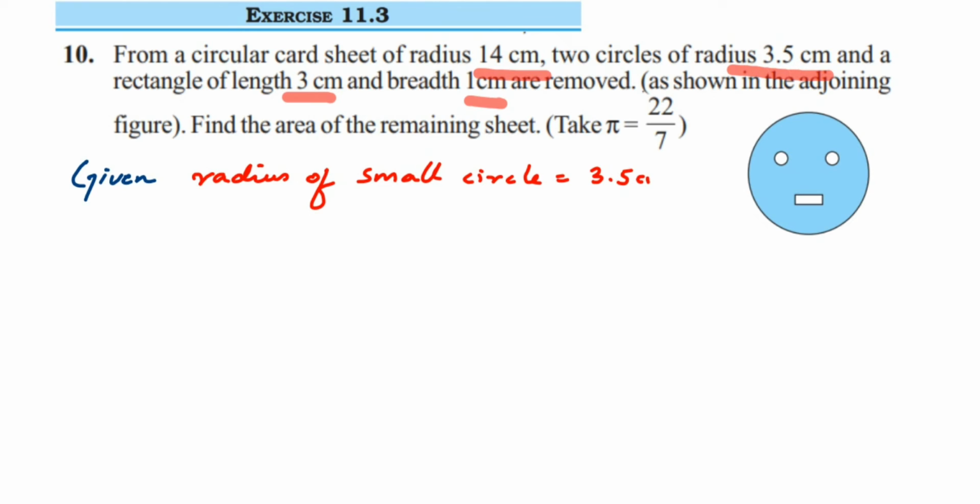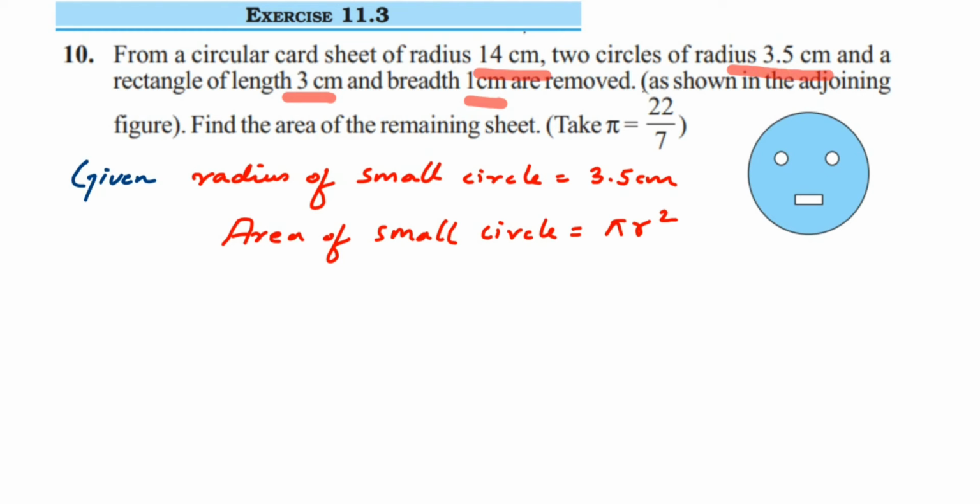Now we're going to find out the area. So area of small circle is equal to pi r square. Now since we have two circles here, instead of finding out 2 times, I'm going to just simply multiply this with 2, because we have two circles of the same radius. So area of small circle formula is pi r square.